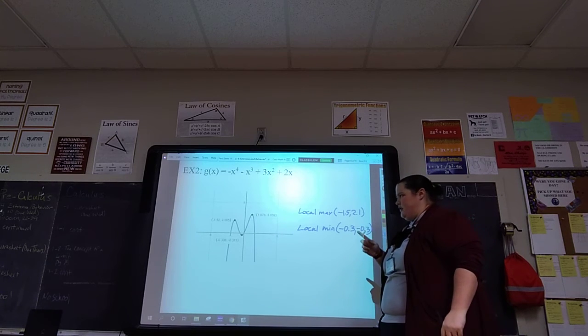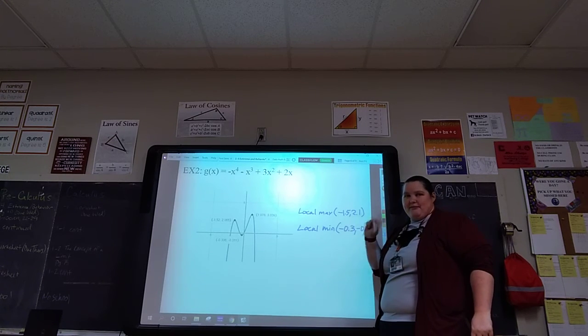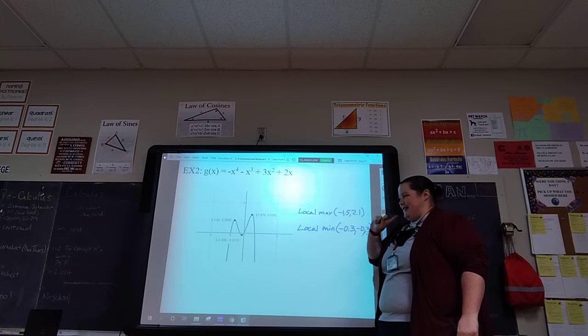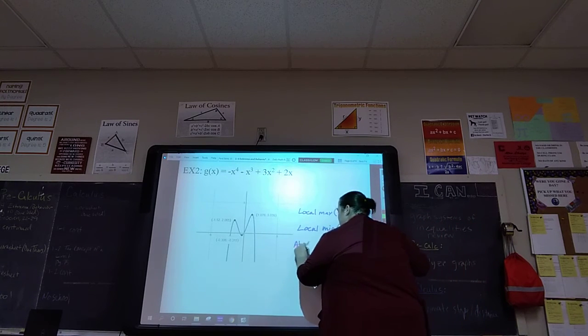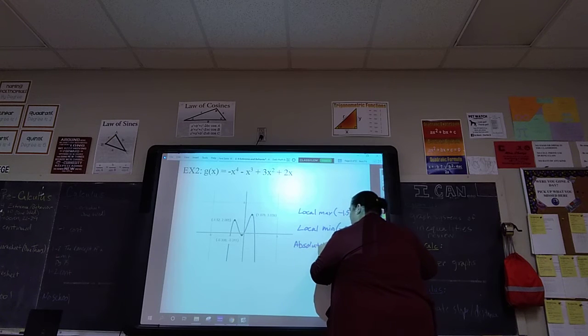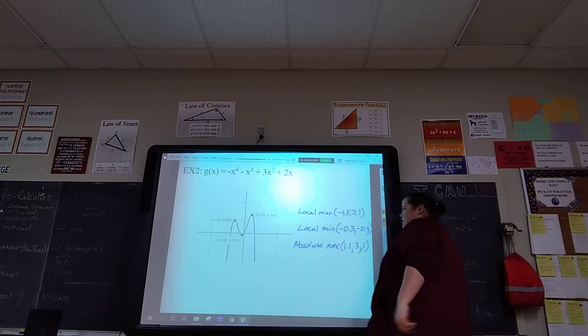Then we have one more turn. Is it a minimum or maximum? Max. Is it local or absolute? Absolute. That is the absolute highest that graph goes, so it gets an absolute classification. And it is a max. We got 1.1 and 3.1.